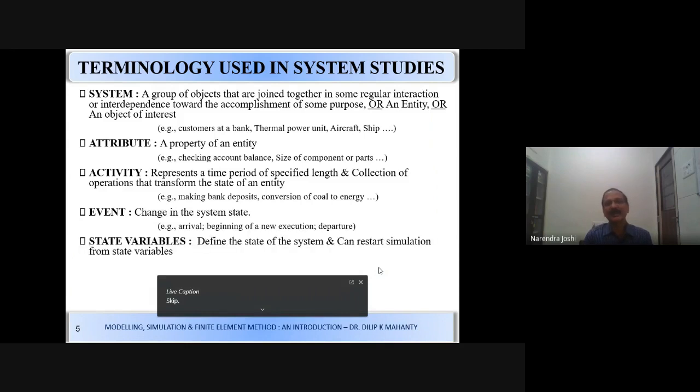State variables. They define the state of the system and you can restart the simulation from state variables. These are kind of your different parameters in this.